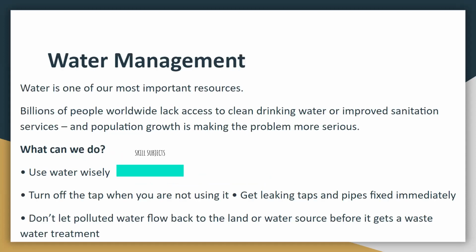Next sector is water management. So I did mention rainwater harvesting. It's very important that we educate people about this particular area as well, because water is one of the most important resources. And imagine if there is no water around, what would happen? All of us are dependent on water, not just humans, all living beings, I should say. Animals are also dependent on water.